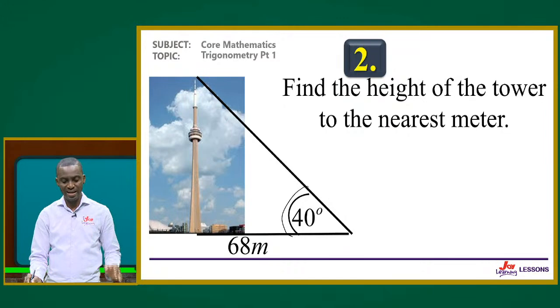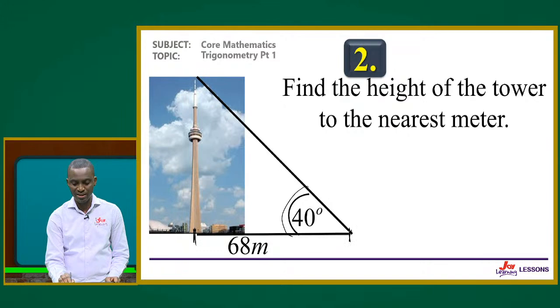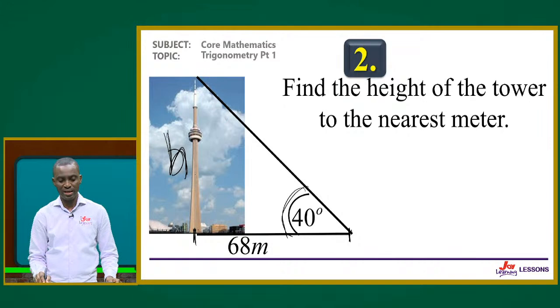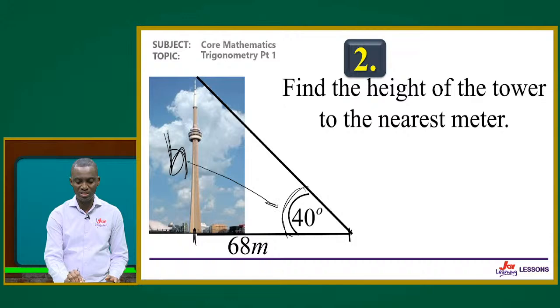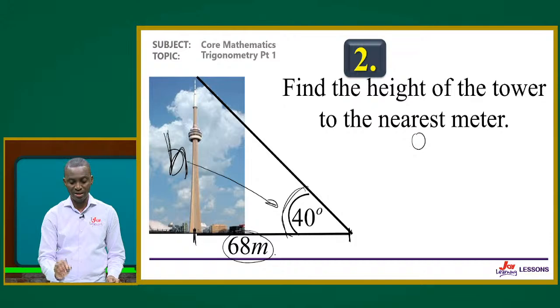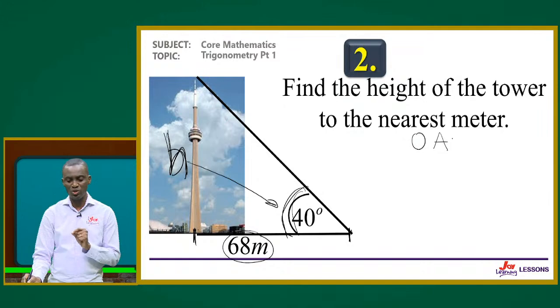Now, how do we know the height of this? Knowing the distance from the base to the observer's eye here to be 68 meters. And then the angle is given. So I want to know the height. Let me call the height H. So now the height H represents opposite to the angle. So I know I need opposite. Then the 68, which is known, represents the adjacent side of the angle. And so I know of adjacent. So which of these ratios contains opposite and adjacent?